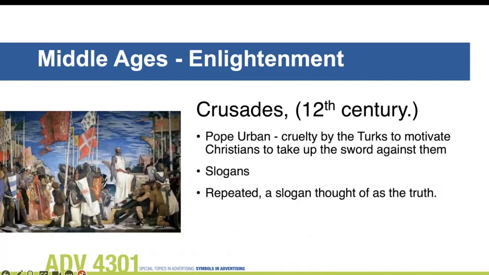Some attribute their success to the use of the slogan. They had a genius for making up simple slogans with an easily retained formula. Repeated many times, a slogan became looked upon as a kind of truth.